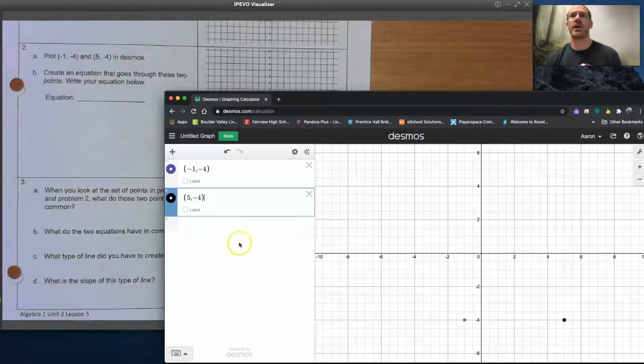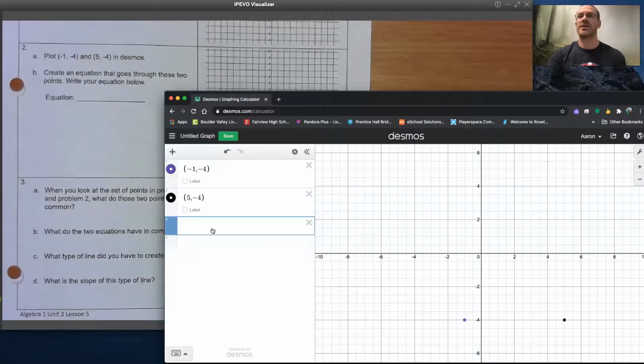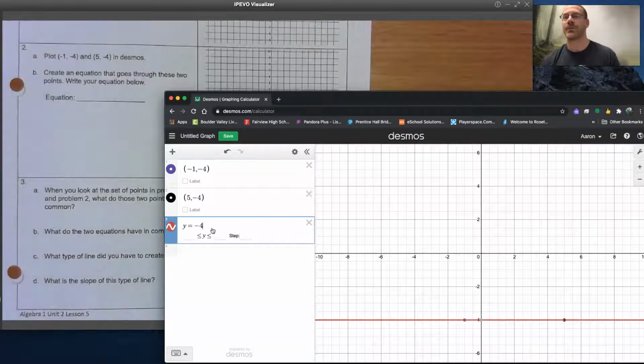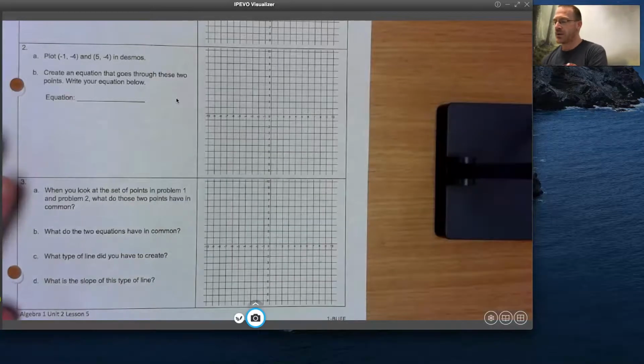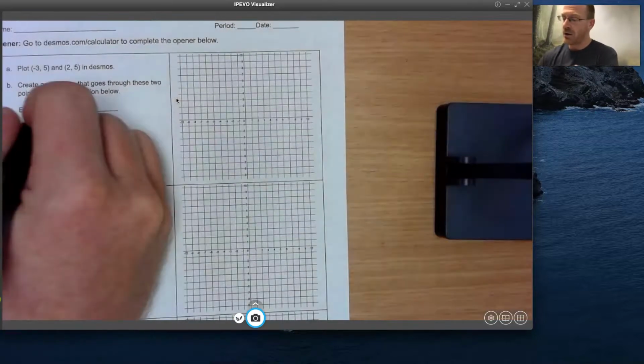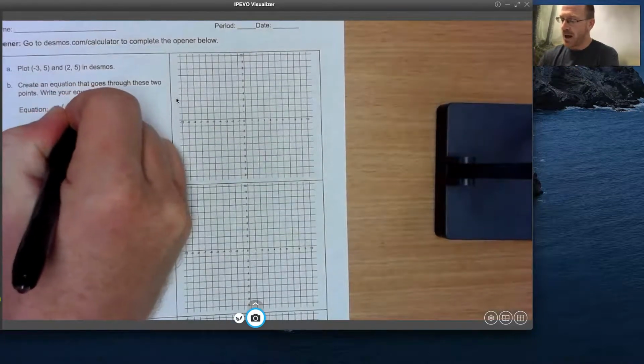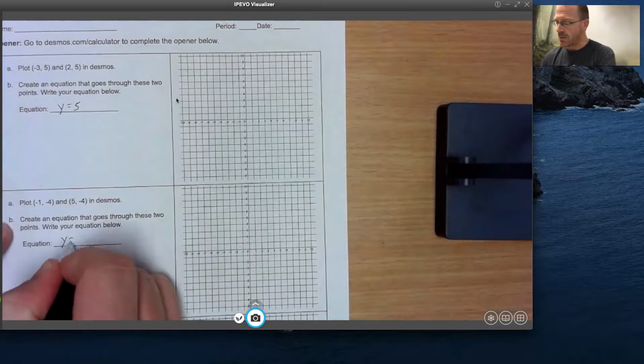And then hopefully you paid attention to that first one. I kind of gave it away, right? Not much of an exploration then. But can you get the line? Did you get y equals -4? So y equals -4. Now if we look at our note sheets, we got this right here. We had y equals 5. We had y equals -4.